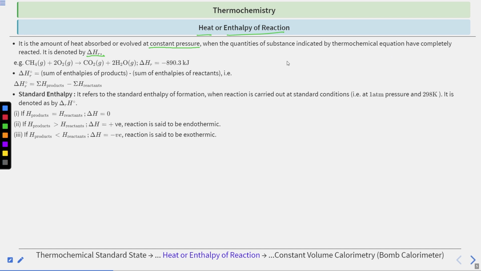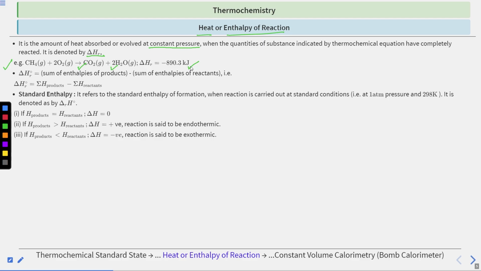When the reaction is completed, the amount of heat absorbed or evolved at constant pressure is the enthalpy of that reaction. Okay, it is denoted by delta H subscript R. So R is for reaction. For example, here a combustion reaction for methane is given, and methane reacting with 2 molecules of oxygen is giving us CO2 and 2 molecules of water.